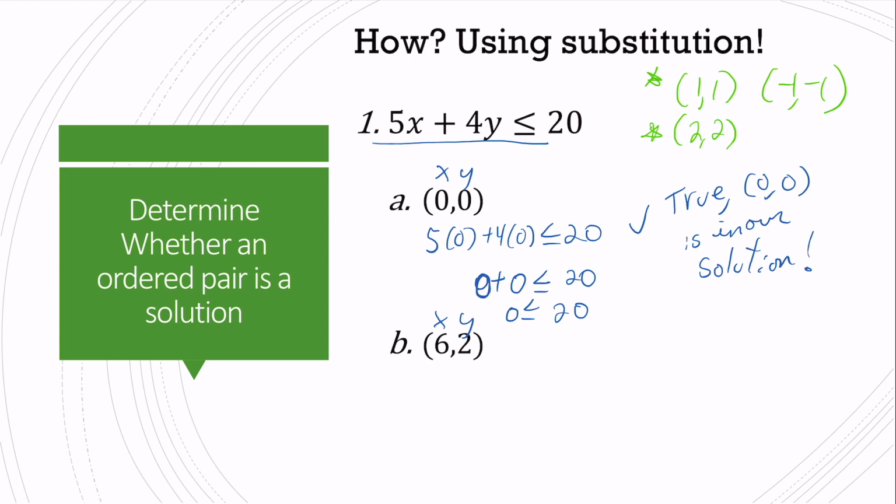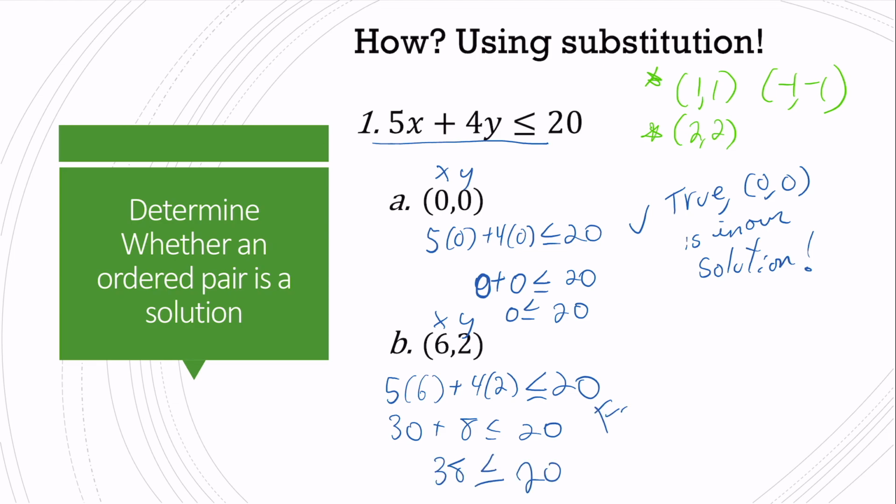Next, let's check if (6, 2) is in our solution. I've got 5 times 6 plus 4 times 2 is less than or equal to 20. That gives me 30 plus 8 is less than or equal to 20. I hope we can already see that 38 is not less than or equal to 20. This is false, which means that the ordered pair (6, 2) is not in our solution.